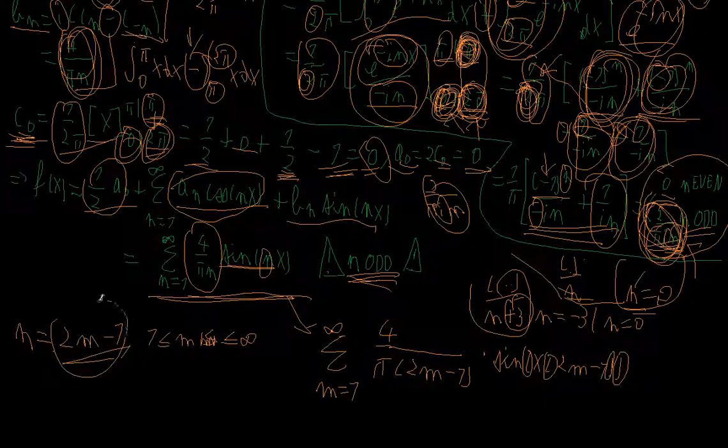That is an odd number, this thing, okay? Because you can plug in every value you want, you will still always get an odd number, okay? Like if you plug in 1, you get 1, if you plug in 2, you get 3, if you plug in 5, you get 9, if you plug in 6, you get 11.